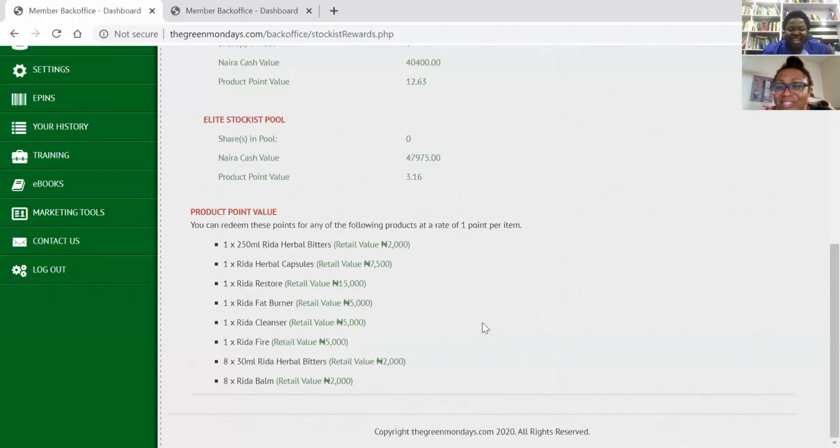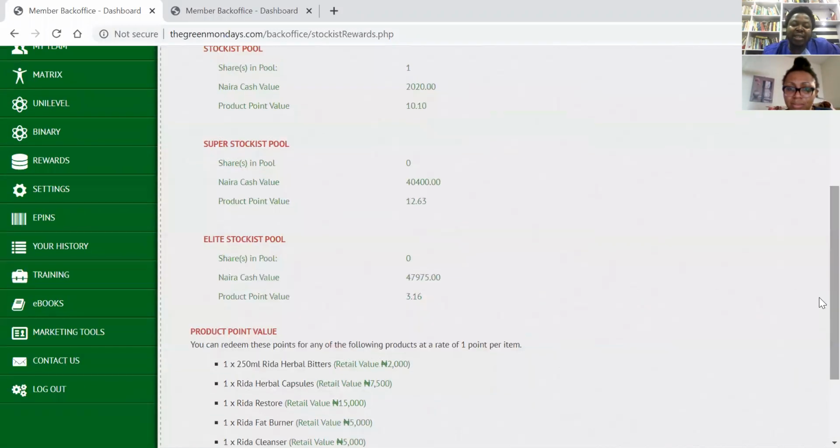Well, for the Elite Stockist, the product point value is 3.16. Why is that lower? I'll tell you. The Elite Stockist, the way it's been designed, at the early stage you get more products, less cash. As you go higher up, you get more cash, less products. So the person who is Elite Stockist would have earned the Stockist pool and the Super Stockist pool as well. By the time he's getting to the Elite Stockist pool, he's not looking at the number of points anymore. He's looking at cash. So usually the cash in Elite Stockist will grow.